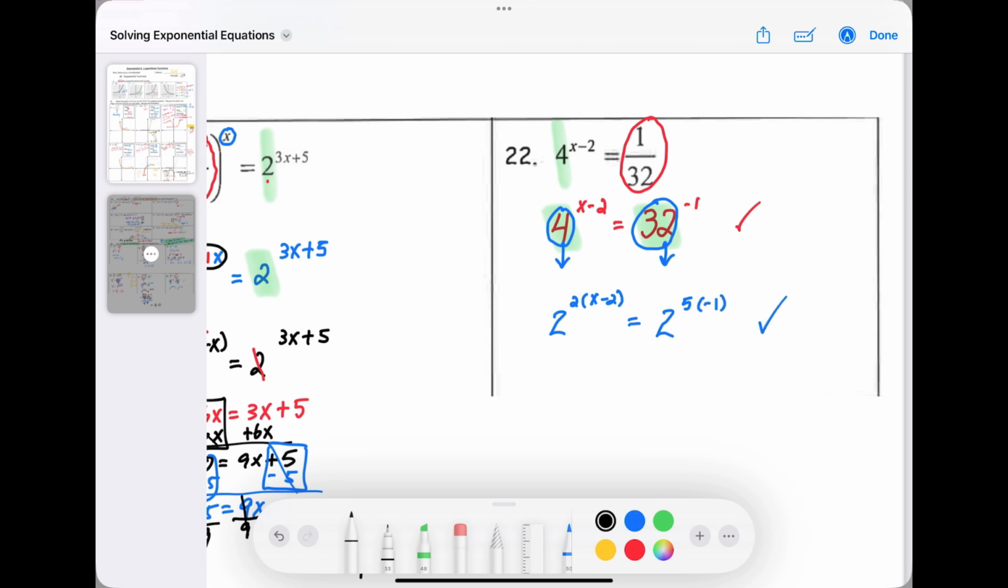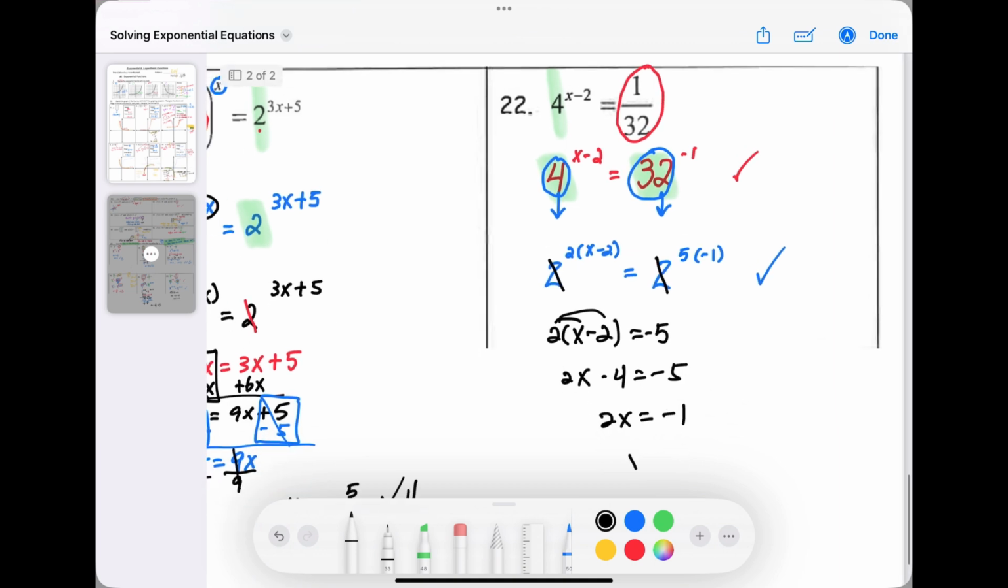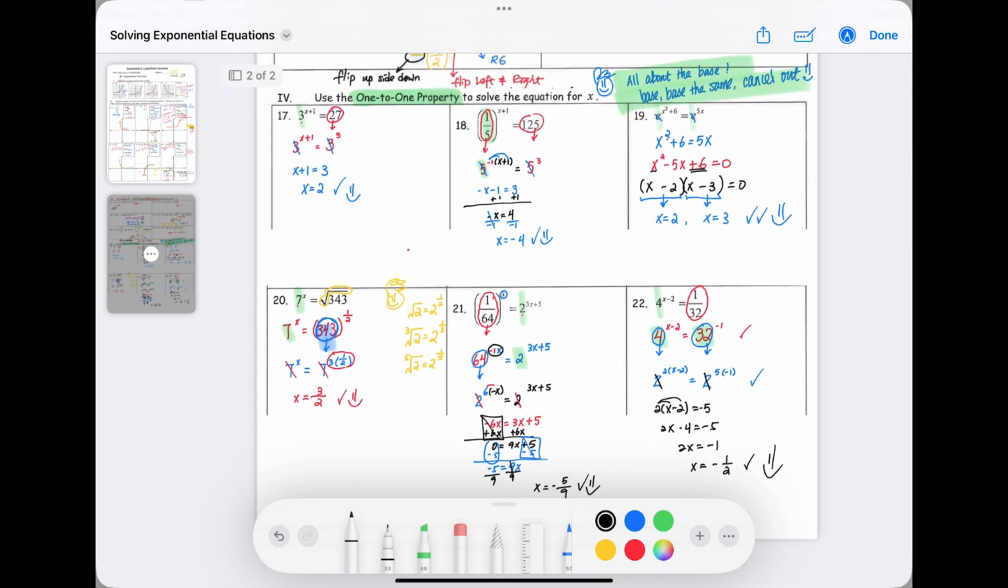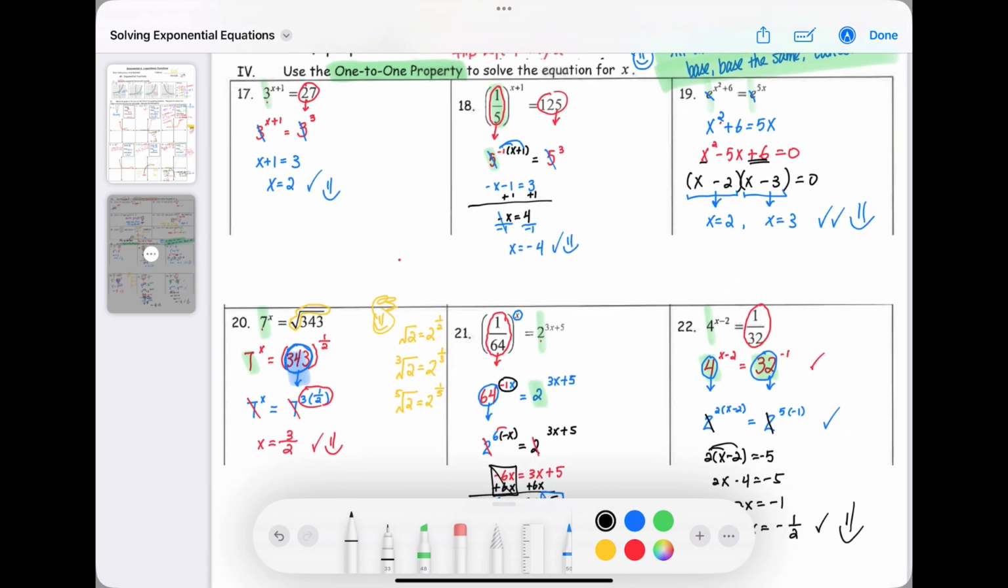And don't forget, original, I have a negative 1. So now, all about a base. Base the same, cancel out. What do we left? We get 2 times x minus 2, that is equal to 5 times negative 1, which will be negative 5. Distribution, I got 2x minus 4 equal to negative 5. Combine like terms, right? So 2x is equal to negative 1, and x is equal to negative 1/2. Perfect. No calculator.